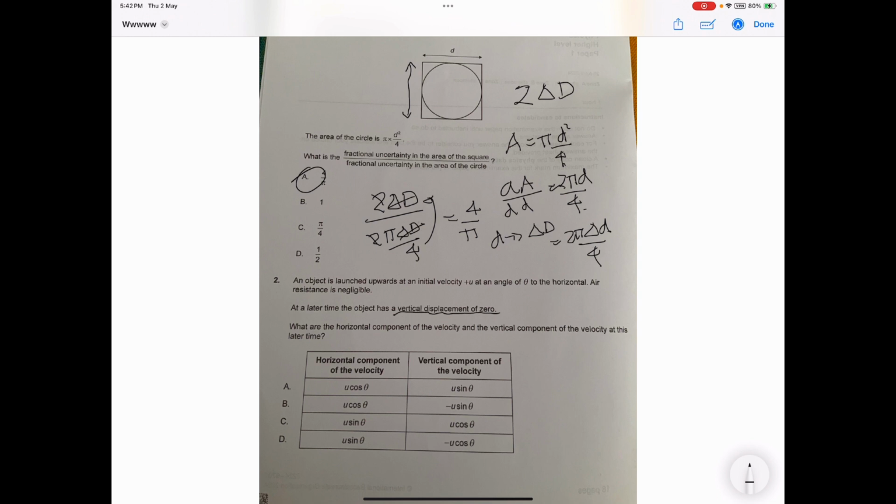So the horizontal component of the velocity is pretty easy. Obviously it's going to be u cosine theta. But the vertical component is a bit more difficult. So it goes up with velocity plus u, therefore it must come down with velocity minus u. And the vertical displacement is 0, means it's gone all the way up and all the way down again. Therefore, the vertical component of velocity must be minus u sine theta. The answer is B.